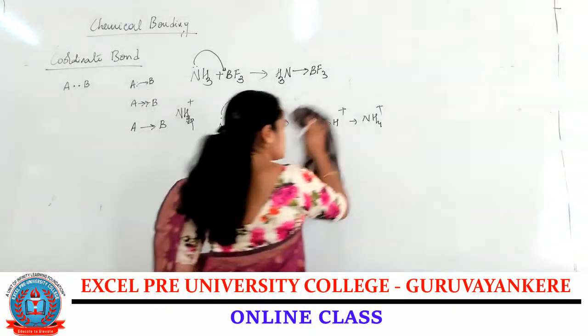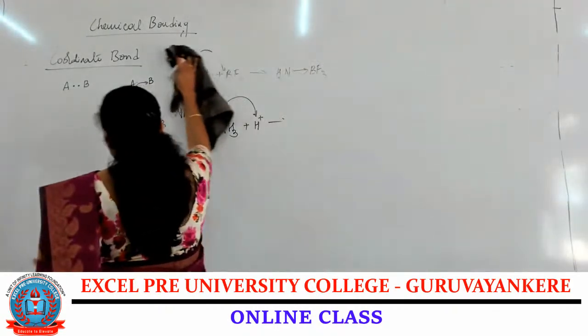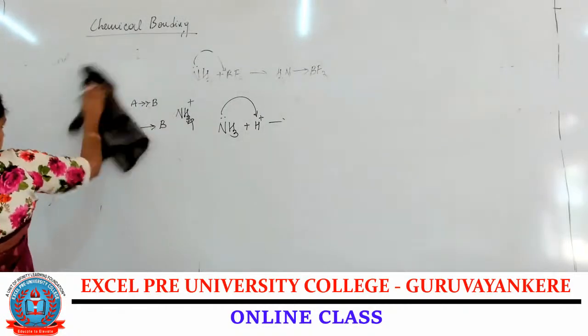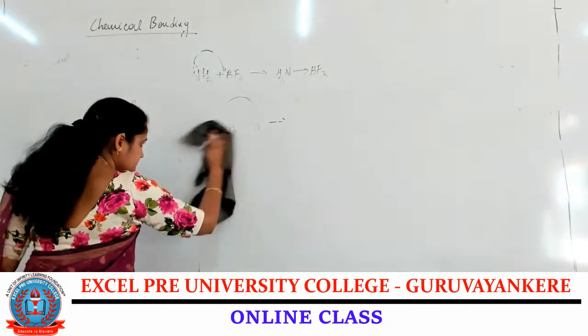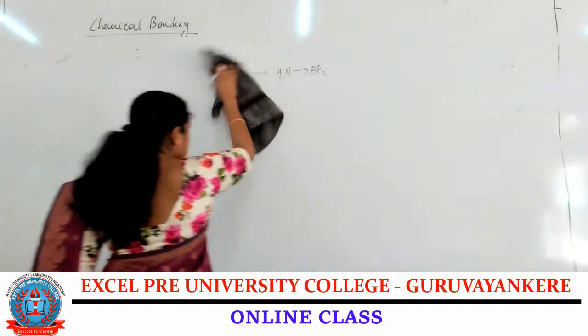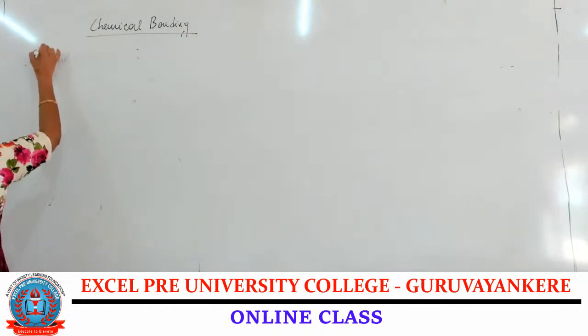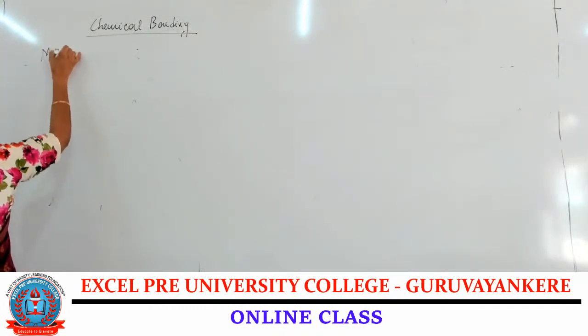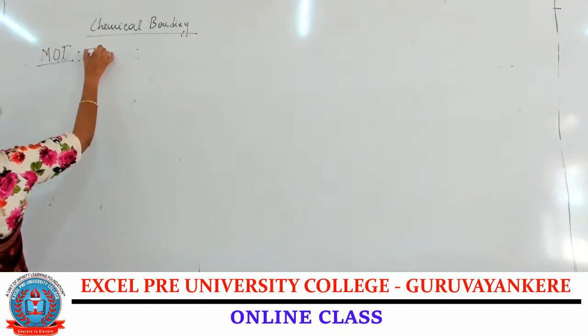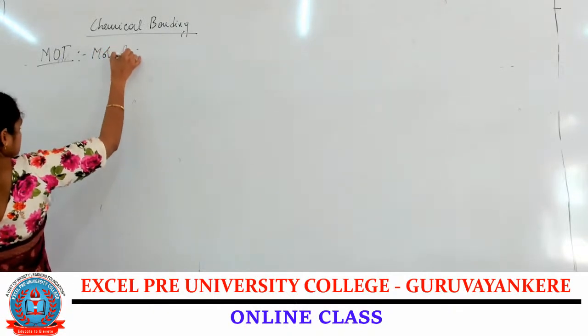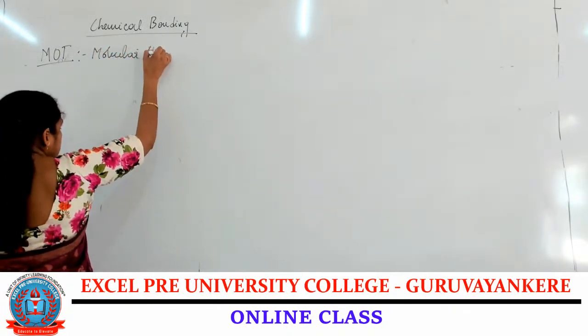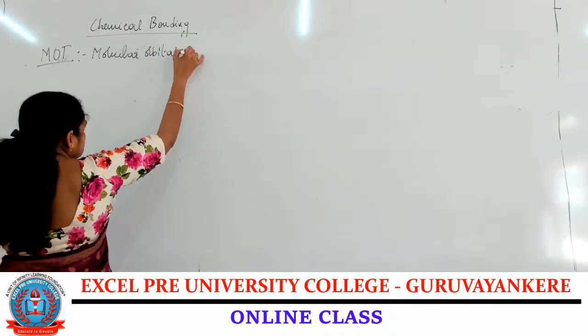So all the types of bonds we have studied. Now coming to the last topic in chemical bonding, which is molecular orbital theory, MOT, molecular orbital theory.